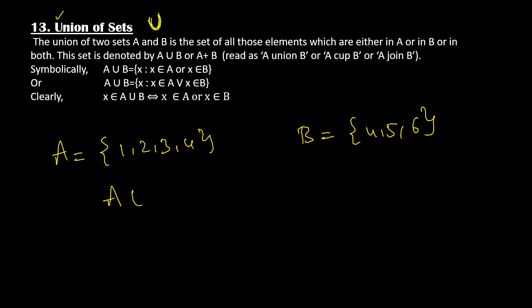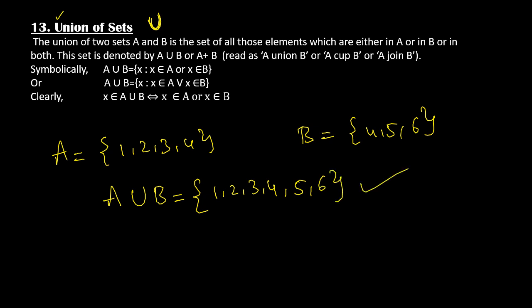I can write it as A union B, meaning I have to take all the elements that are either in A or in B or in both. First, let us take all the elements in A, which is 1, 2, 3, 4, and come to B: 4. Should I write 4? No. Why? Because I already said a set is a well defined collection of distinct elements. 4 is already taken, no need to take it again. So this will be 5 and 6. Agree? Any doubts on this?